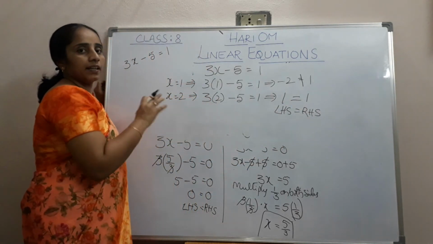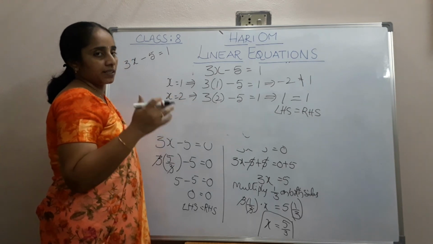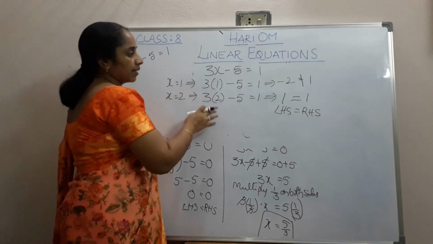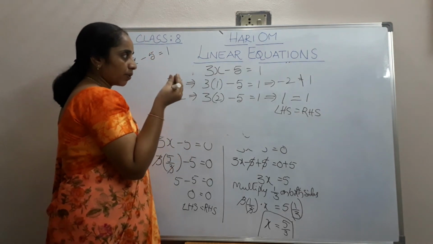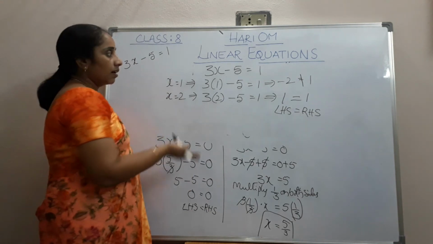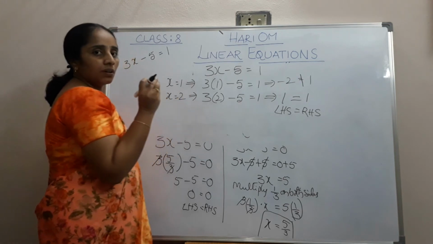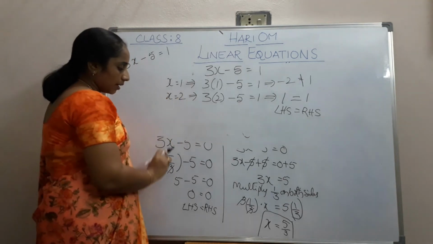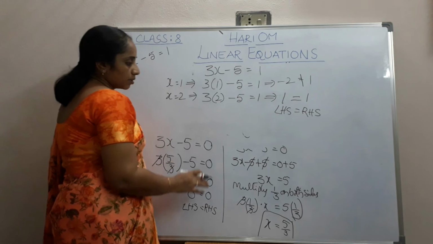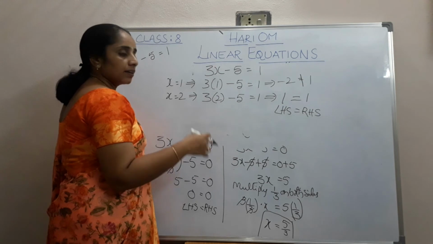So this is the trial and error method. By substituting 1, 2, 3, 4 or minus 1, minus 2, minus 3, minus 4, whatever it may be, a rational number, we can get at one value LHS equal to RHS. How long can we do this? It is not possible to try larger values. In the same way, this guessing method also is not possible. So we can use adding or subtracting, or transposition.